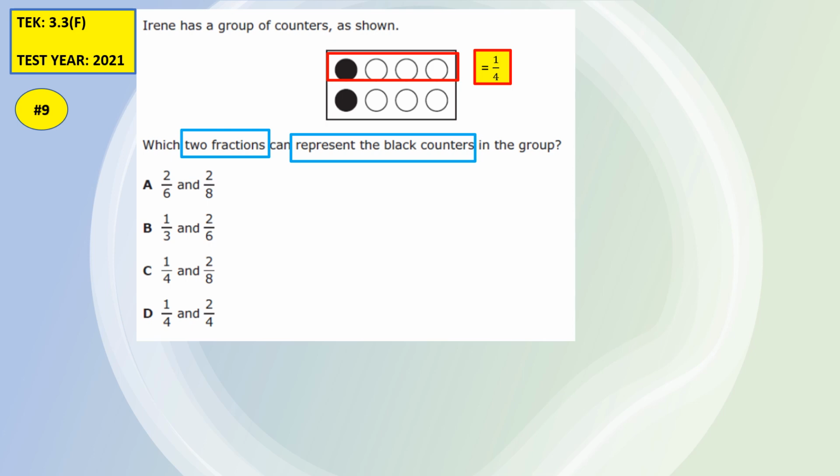Now, what if I looked at my model as a whole, right? So I'm looking at the whole thing now. Well, now I see that the black counters, looking at it as a whole, they represent 2/8. Well, do I have an answer choice that shows 1/4 and 2/8? I do. Answer choice C. That question wasn't that hard, but if it was hard for you, that's okay. That just means you need a little more practice. Let's go ahead and look at our next question.